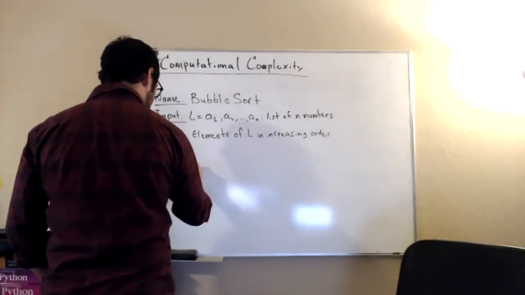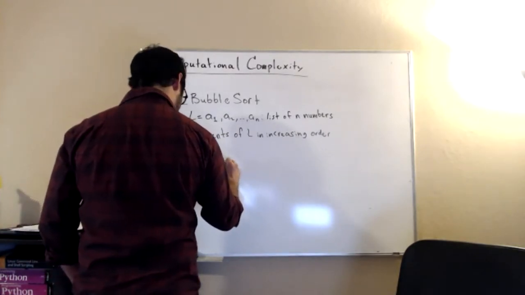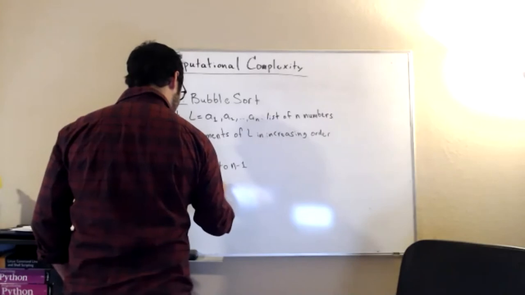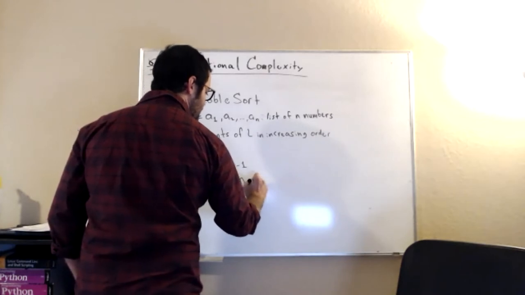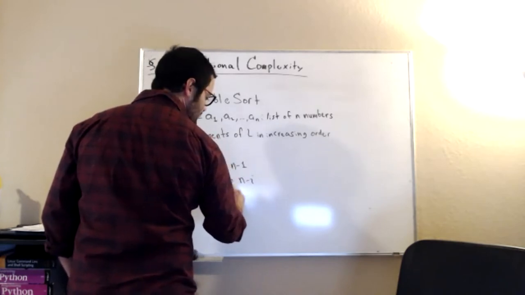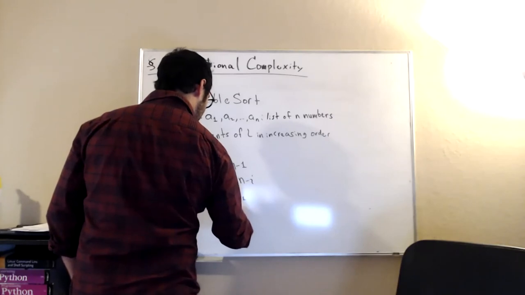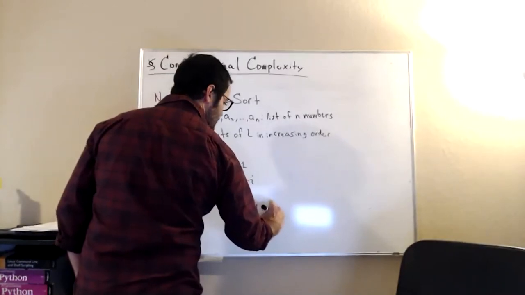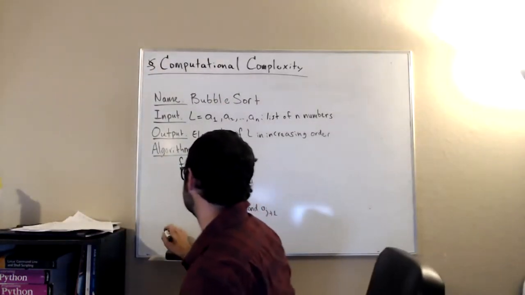so, for i equals 1 to n minus 1, for j equals 1 to n minus i, if a_j is greater than a_(j+1), then we're going to swap a_j and a_(j+1). Okay, and then after this process completes, we just need to return L.